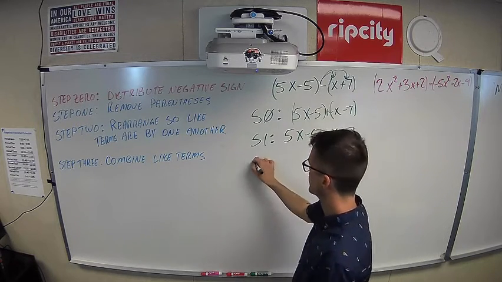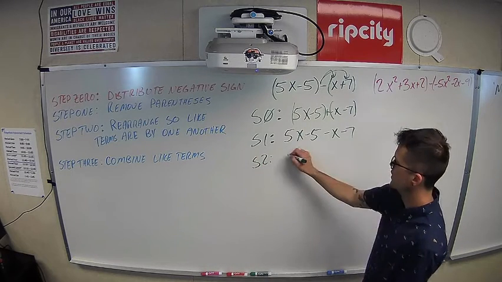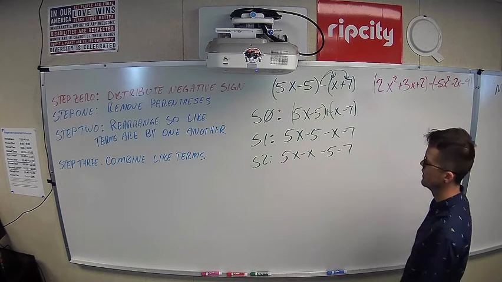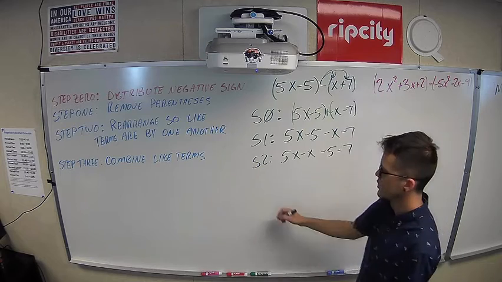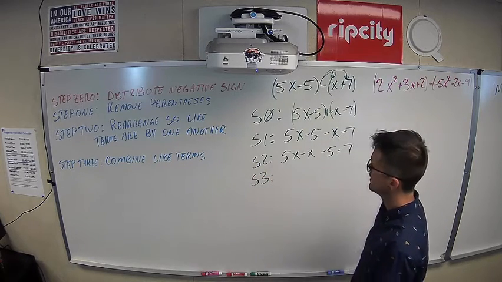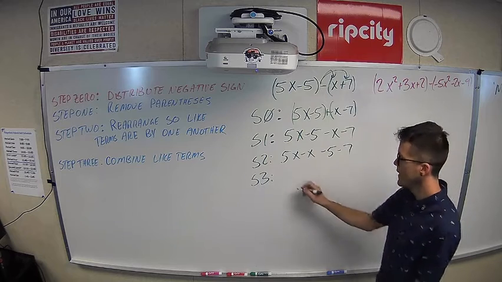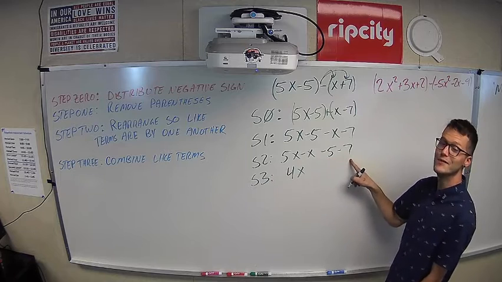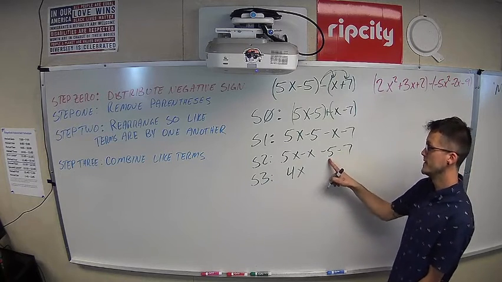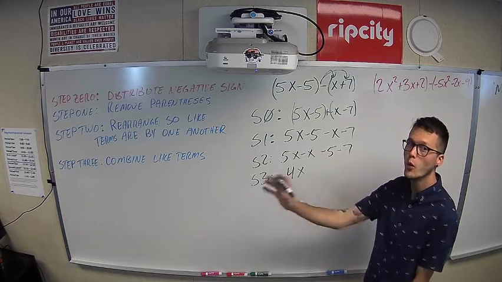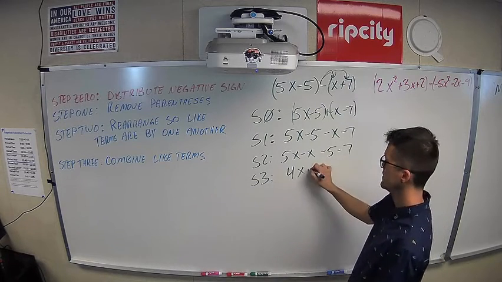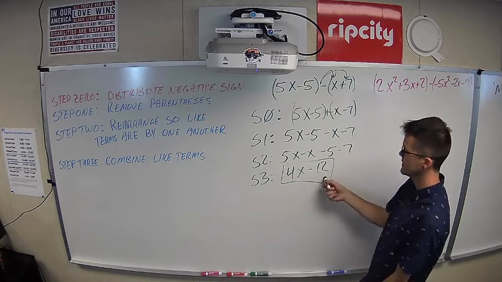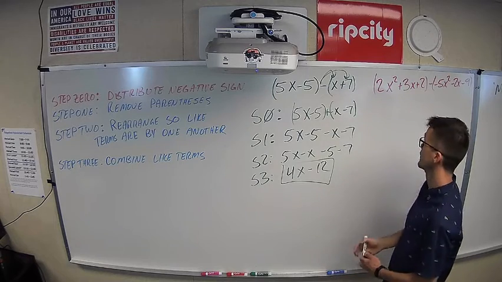Okay, step 2, rearrange. We're going to put all the like terms by each other. So I have a 5x, I have just an x, I have a constant of 5, and I have a constant of 7. Now we're combining like terms for our third and final step. If I have 5 x's and you take one of them away, I have 4 x's remaining. And then over here, we have a number that's going to get even smaller. So we have negative 5, and we're going to take away 7 from that. So it's going to get further away from 0. So we're going to go from negative 5 to negative 12. And this is our new binomial. This is the difference between these 2 binomials that we're given.